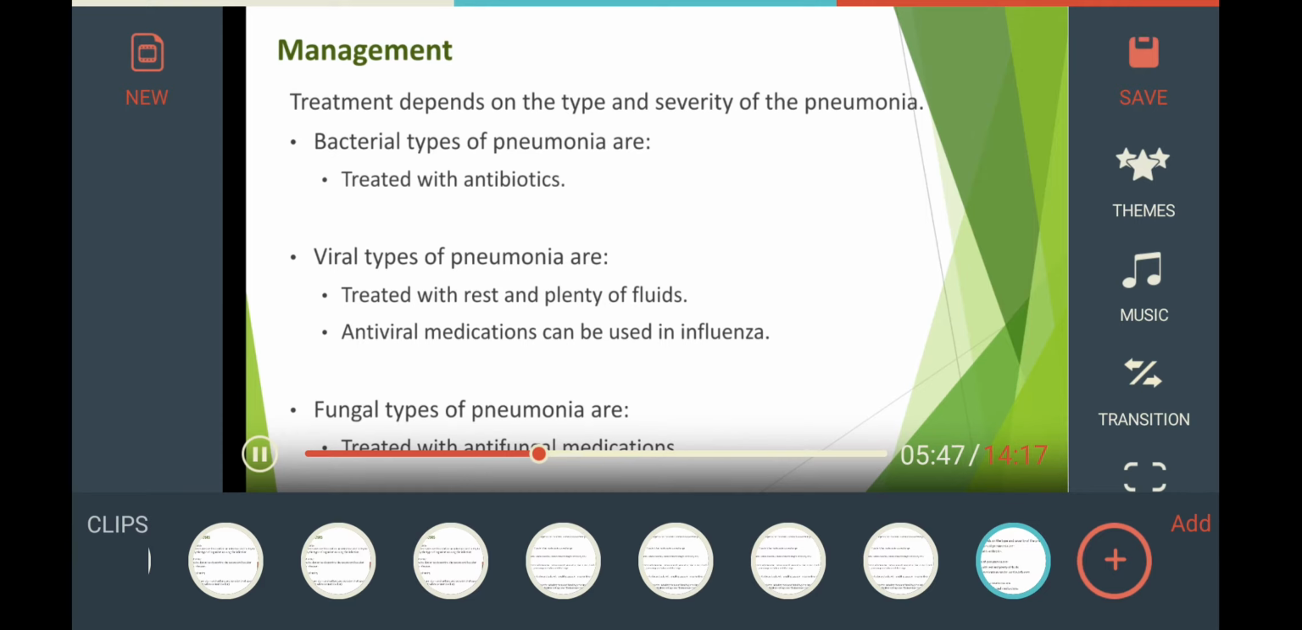Treatment depends on the type and severity of the pneumonia. Bacterial pneumonia is treated with antibiotics. Viral pneumonia is treated with rest and plenty of fluids. Antiviral medications can be used in influenza. Fungal types are treated with antifungal medications.